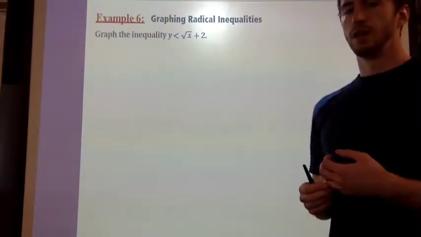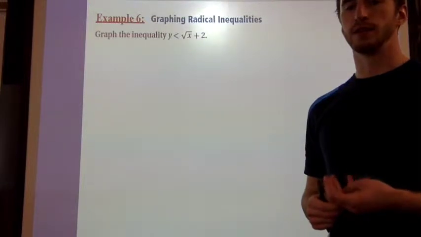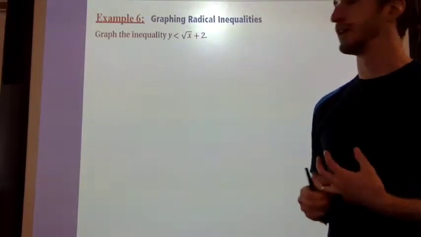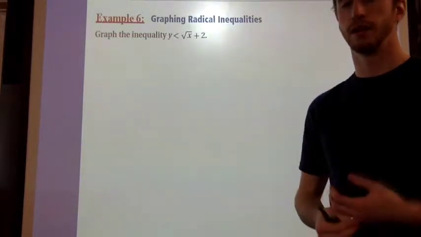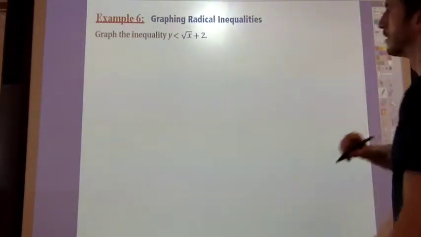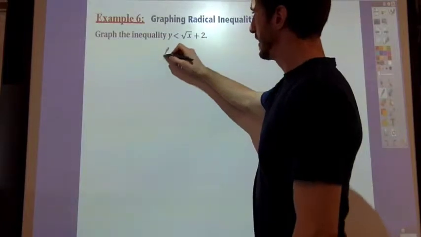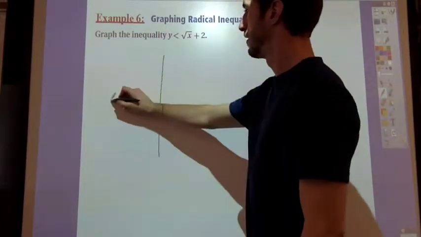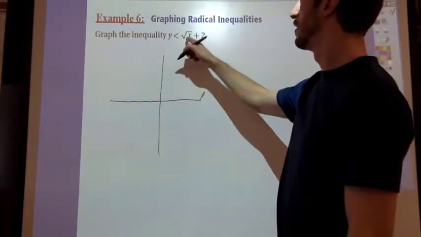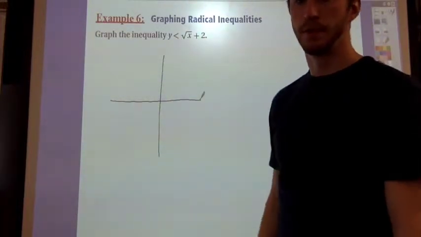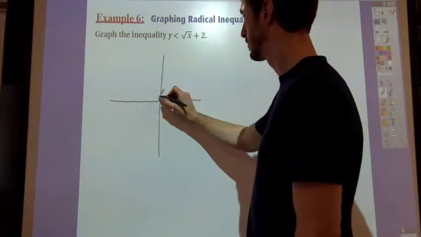Inequalities. It wants us to graph the inequalities. We've had lots of practice graphing these radical functions. Now we've got to graph the radical inequalities. So, y is less than, not equal to, just less than, uninclusive, square root of x plus 2. So we know what this graph looks like, right? Square root of x.